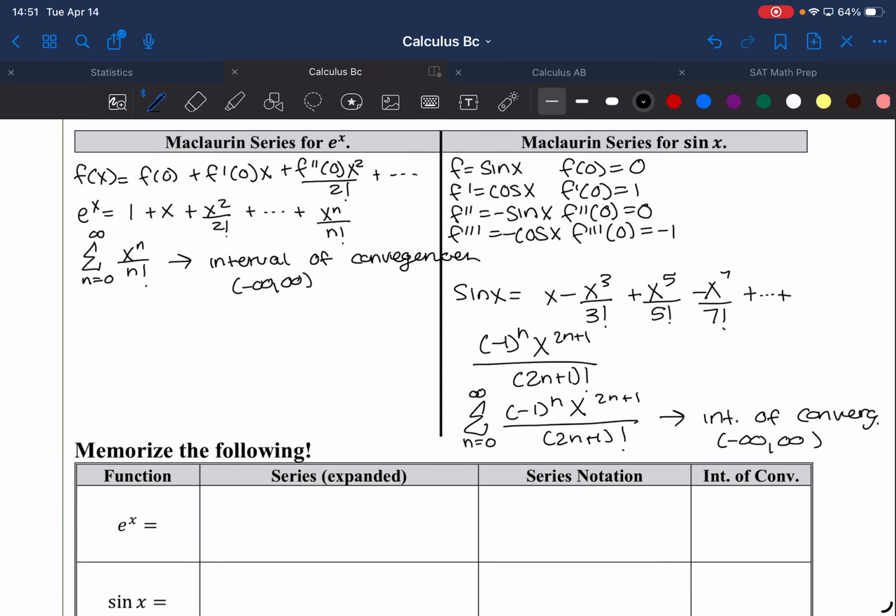So I'm just going to highlight this box. Okay, you need to have these ones memorized. Which means at this point it's going to be memorizing this for Unit 10 and also the flow chart for convergence and divergence. Okay, so I'm just going to go ahead and write the series expansion, notation, and interval of convergence for each one, and just go ahead and copy it down.